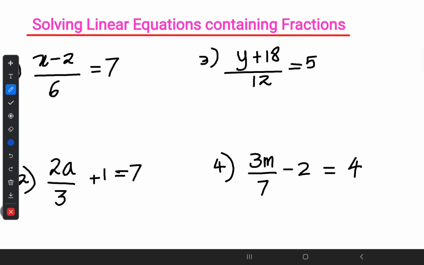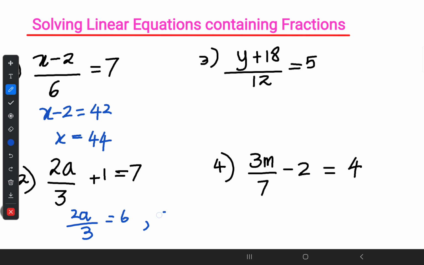So in the first question, x minus 2 should equal, the divisor should become a multiplier, 7 times 6, it's 42. So x is 42 plus 2. Negative 2 will become positive 2, it's 44. Thereafter 2a/3 equals 7 minus 1, 6. And thereafter 6 times 3, 18, divided by 2, a would equal 9.